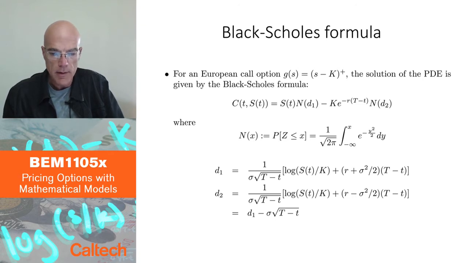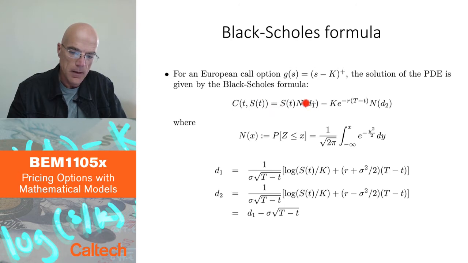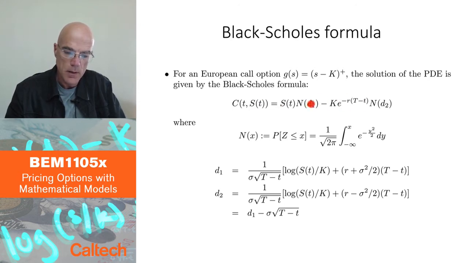And the solution looks like this. The function of t and s_t is composed of two parts: the stock price times some N of d1, which I have to tell you what it is. It's a probability, minus the discounted strike price times N of d2, which is also some kind of probability, which I'll describe in a second.